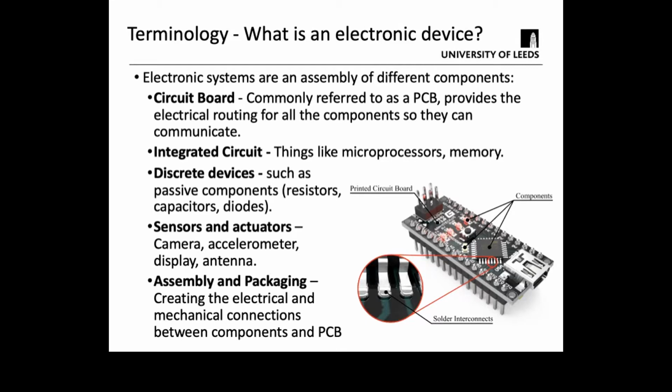All of these components need to be placed onto the circuit board. And so when we talk about assembly and packaging of electronics, we're not talking about sticking electronics into a cardboard box. We're talking about how we electrically and mechanically connect these components to the PCB. And when you bring all this together, that's basically what an electronic system is.